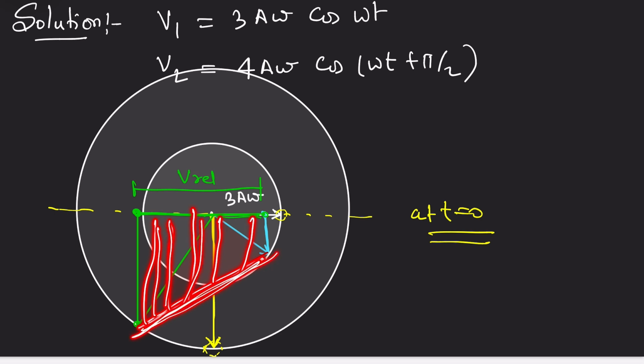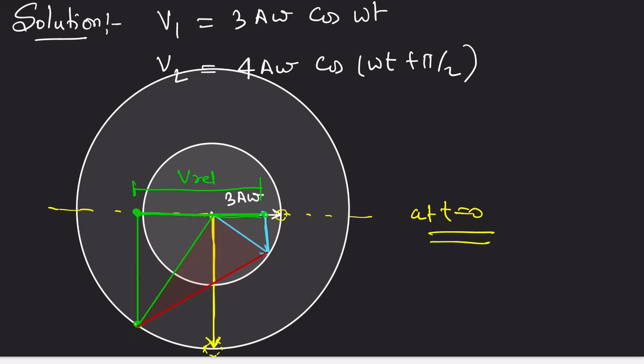This rod's shadow is going to be your v relative. Can you see? So if I get the maximum shadow of this, then that will be our maximum relative velocity. Means the length of this is going to be your maximum relative velocity. Is this or not? So if you see, it is very easy.